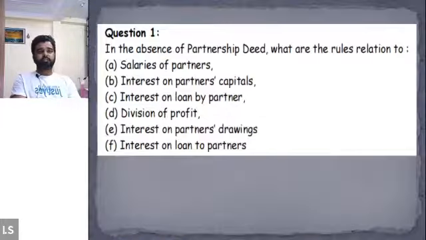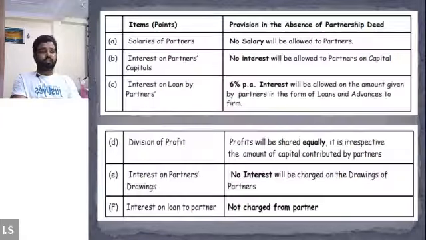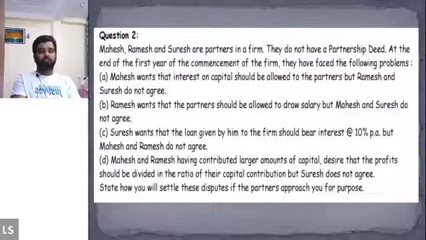Apart from this, I think we have done this question in the previous class. I have given you one question as homework. So have you guys completed this question or not? Question two, everybody has done this question? Or is anyone having any doubt in this?